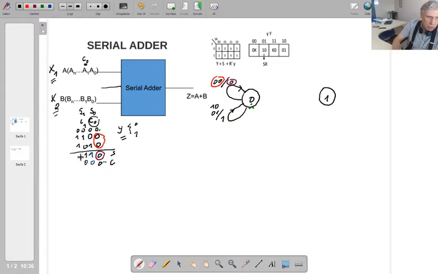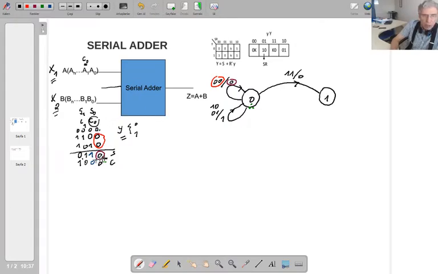When you do the summation here, you're going to get 0 here, and your carry is going to be 1. So present carry, next carry. That means you're changing the state. So it's going to be something like that. Input is 1, 1, and the output is 0, that's 1, 0. And my next state is 1. So that arrow tells me this is the present state and that's the next state.